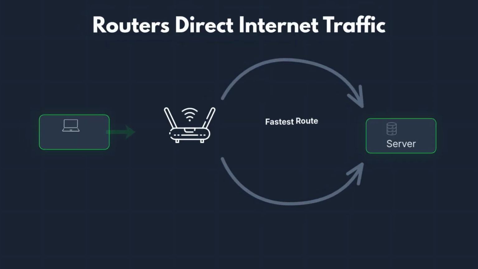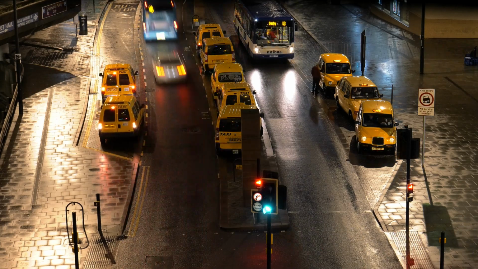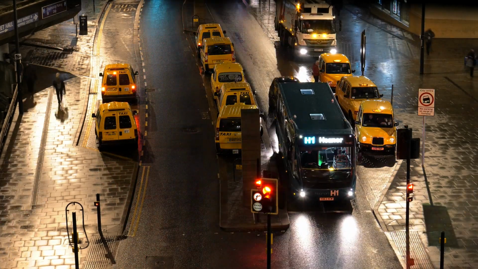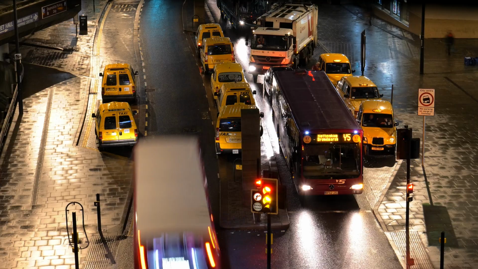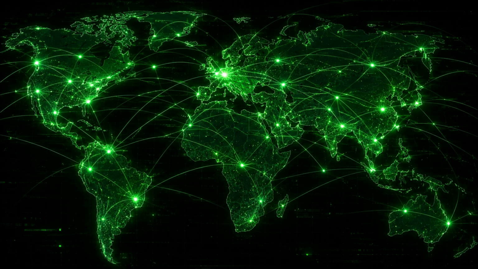So how do these packets know where to go? That's the job of routers. Routers are devices that direct traffic on the internet, like traffic controllers on a highway. When there is congestion on one route, the router finds a faster path. This is why the internet stays fast even when millions of people are online at the same time.